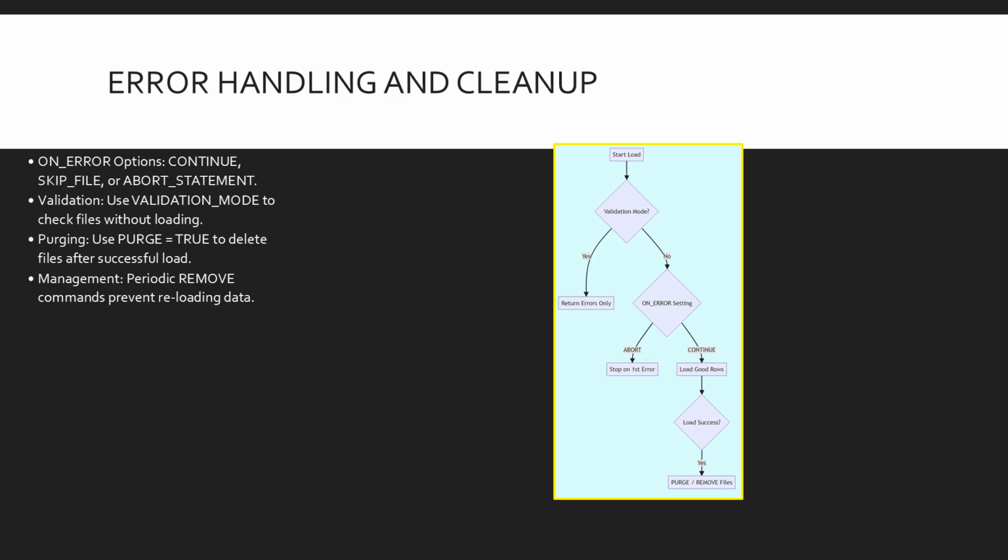This process flow details the execution logic. First, you decide if you are in validation mode to simply check for errors. If loading, the on-error setting dictates behavior. Abort stops everything on failure while continue loads valid rows despite errors. Finally, upon load success, the flow moves to purge or remove files, ensuring your stage remains clean.